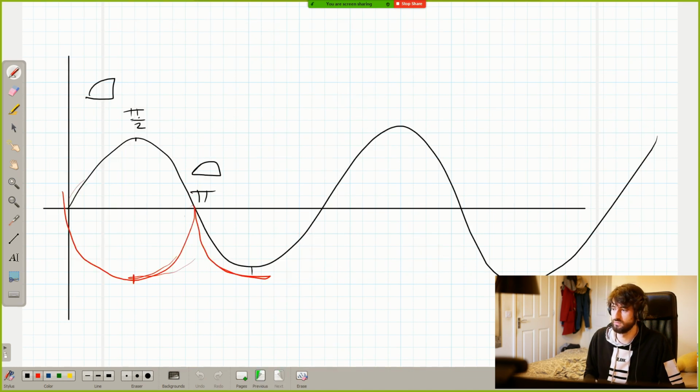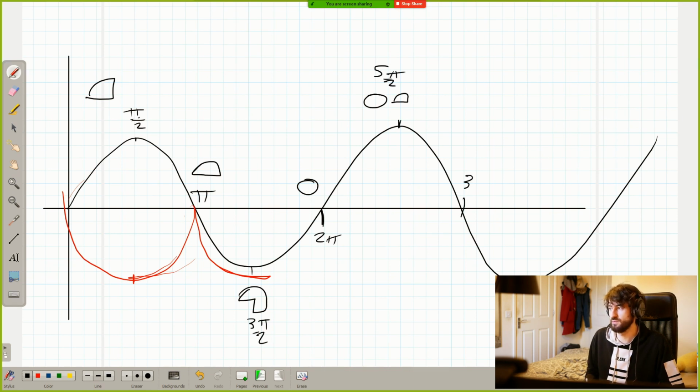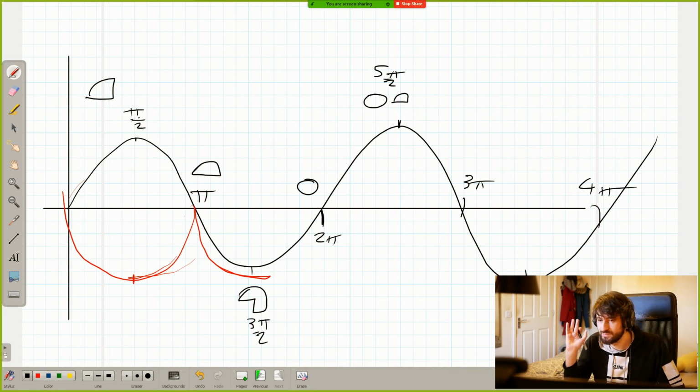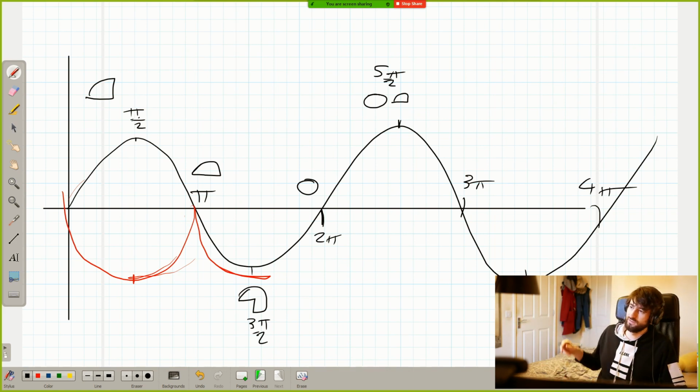So, this is that. It's 3 pi over 2. Here, 2 pi, because it's a full circle. This one, it's a circle and a bit. It's 5 pi over 2. 3 pi. 7 pi over 2. 4 pi. I want you to be able to look at this graph and just know these ones.